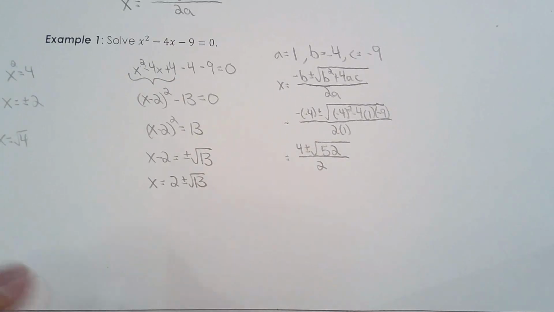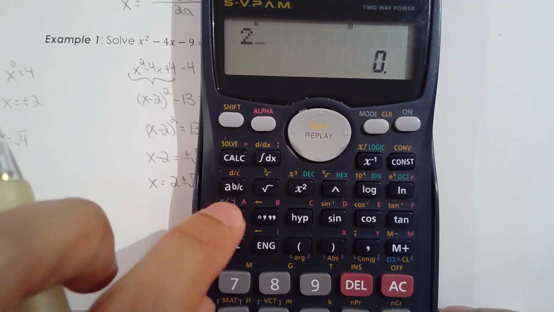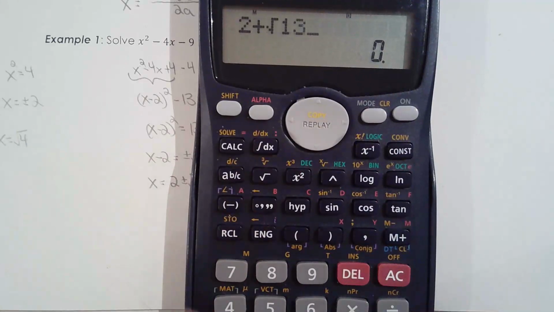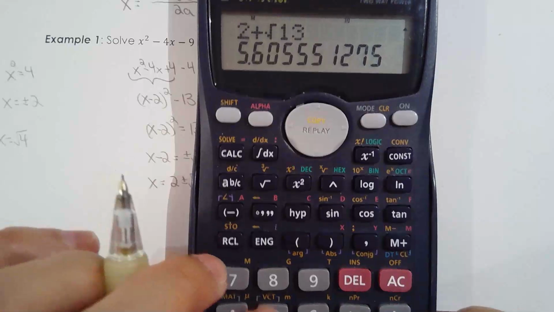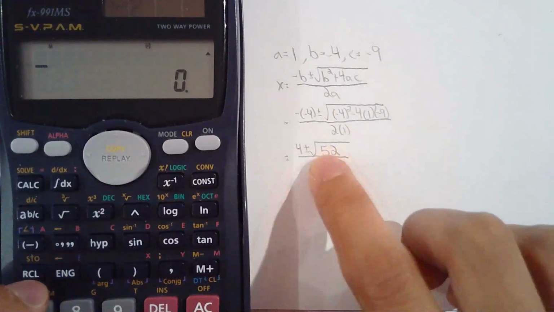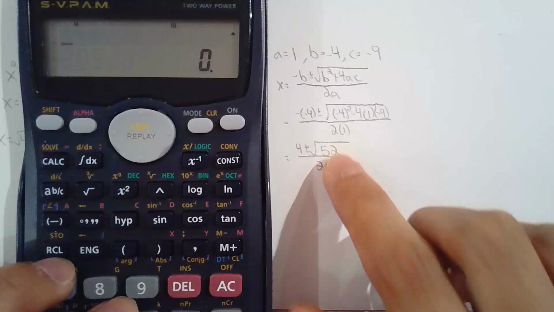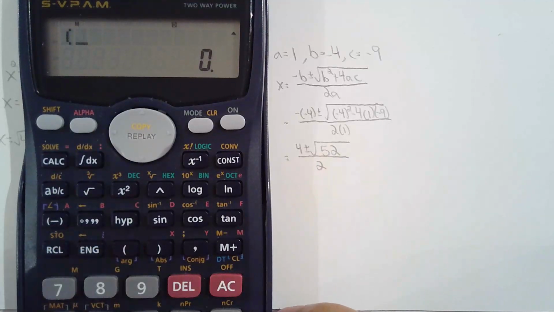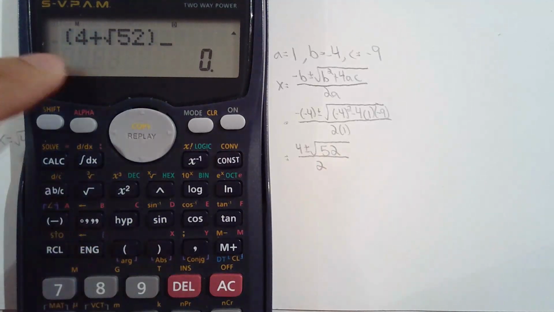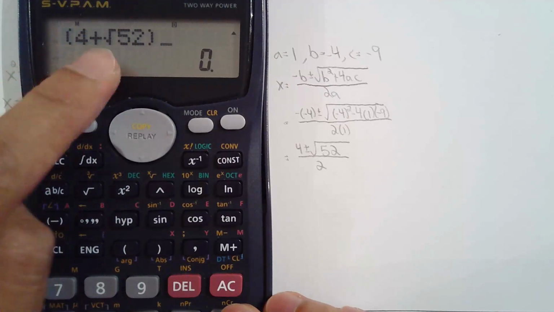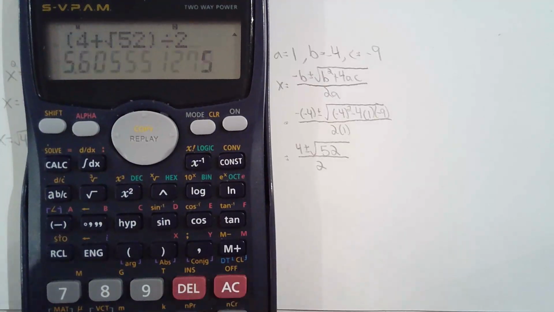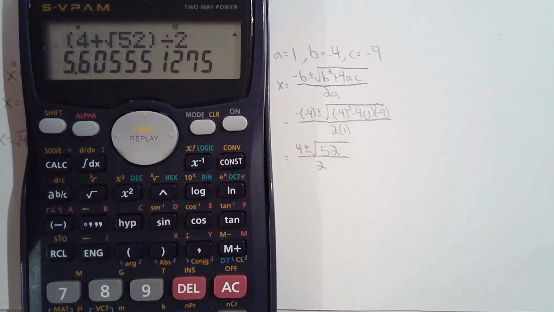So, you know what? Let's check it out. So 2 plus root 13, 5.6, okay, let's say. Now here, this is a good practice for you to calculate this. So this is 4 plus root 52. You need the brackets because it's all of 4 plus root 52 over 2. Bam, 5.6 about. Okay, I assure you they are numerically equivalent.